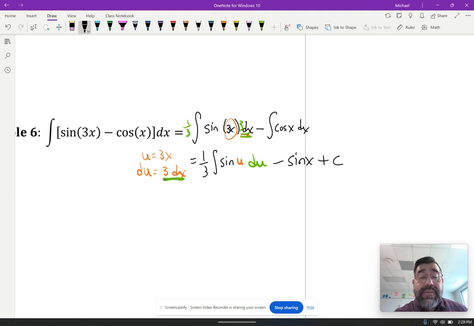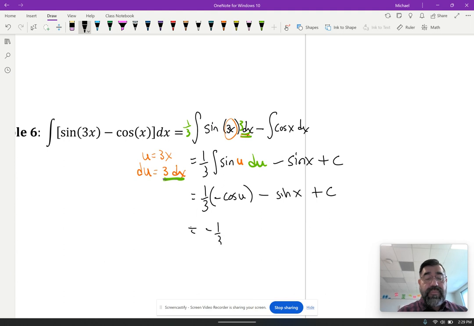Oh, I haven't taken the antiderivative. I need to take the antiderivative. The antiderivative of sine u would be negative cosine u. Okay, so that's 1/3 times negative cosine u minus sine. I've run into an issue here. I can't mix variables. Either I stay in the world of x's or I stay in the world of u's. And I made a mistake here by combining both worlds. So let me finish this off by putting the u expression back in here. And then this would be the final answer.